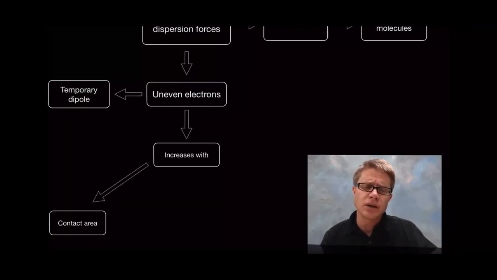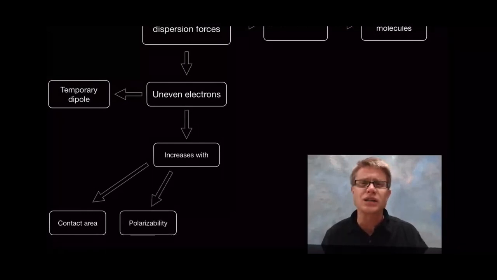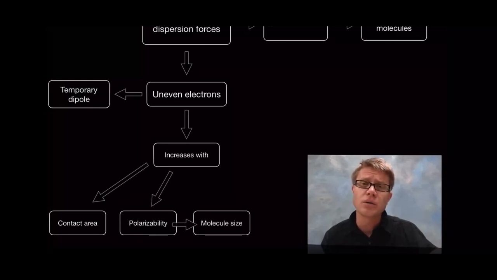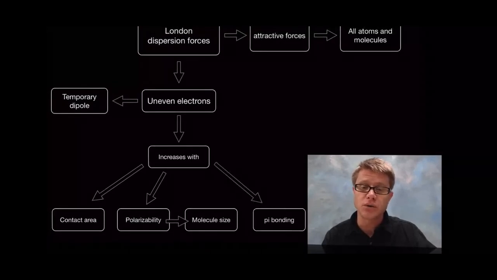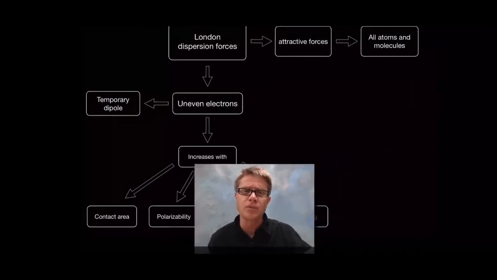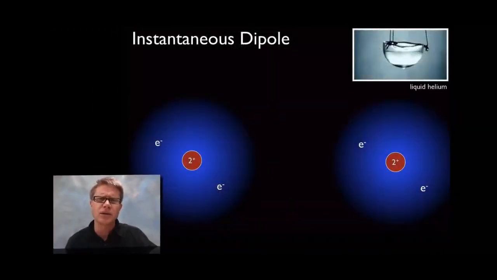These are going to increase as we increase the contact area between the molecules. Also as we increase their polarizability, which is going to be the squashiness of a molecule. Generally, the more electrons you have, the higher this is going to be. And so as we increase molecular size, we're going to increase these dispersion forces. And finally, pi bonding, which is going to be where orbitals overlap. If we have more pi bonding, we're going to increase these. And so let's look at it. Why are London dispersion forces important?